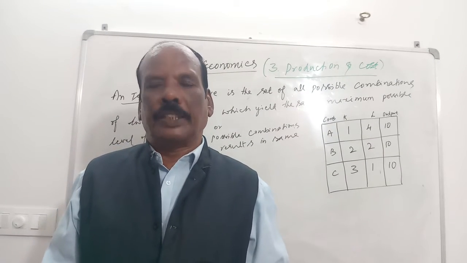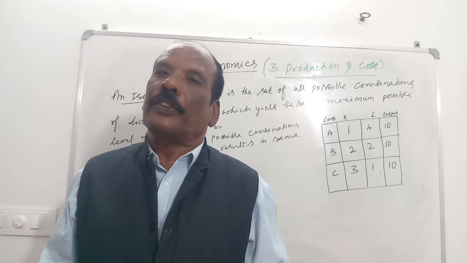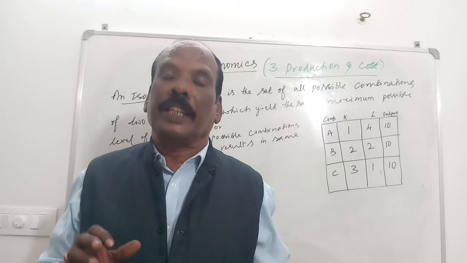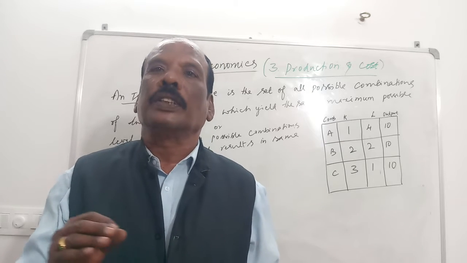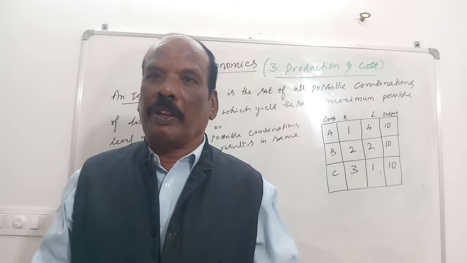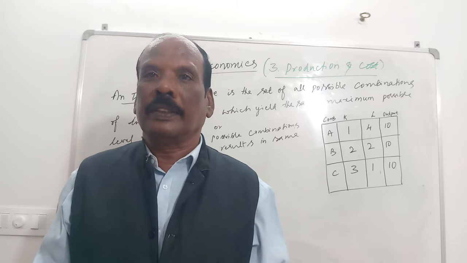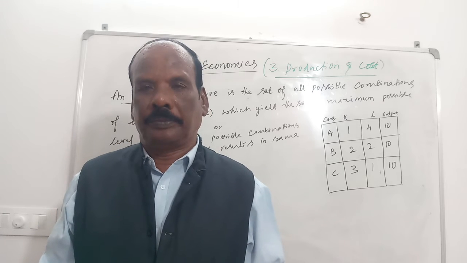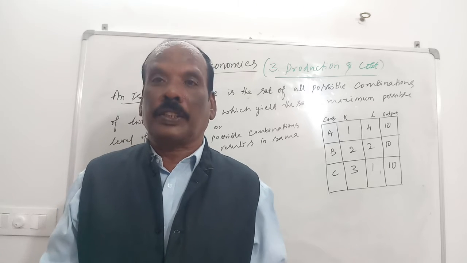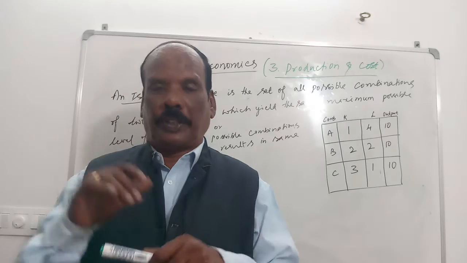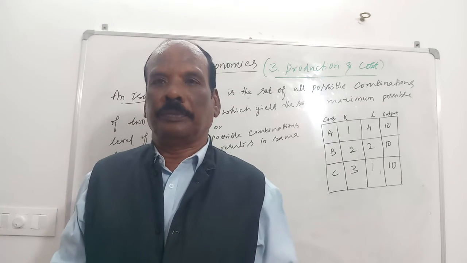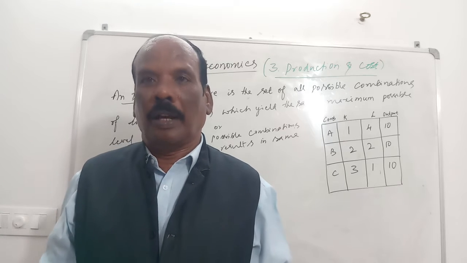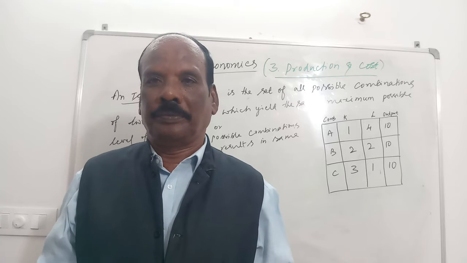Hello, my dear students. Today, let's go to another new chapter in second year PUC economics, that is production and cost. We have extensively dealt with the second chapter, that is consumer behavior. Now we are going to understand the behavior of the producer in this chapter, and we learn about the theories of production and cost.